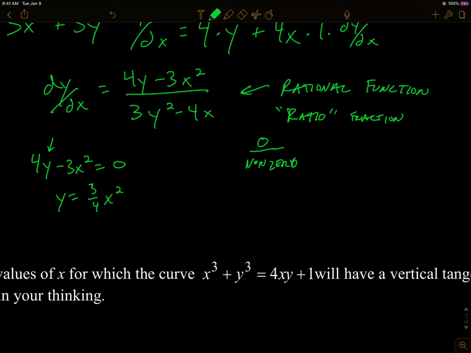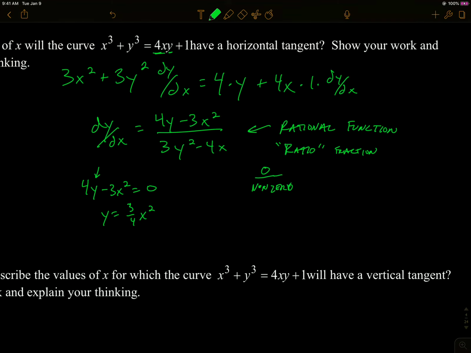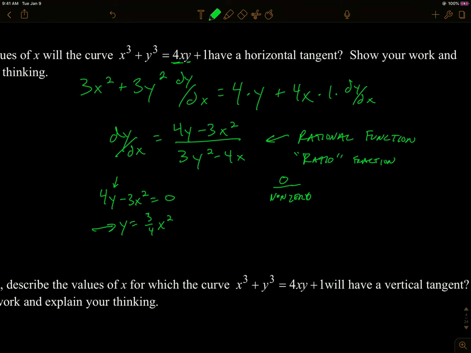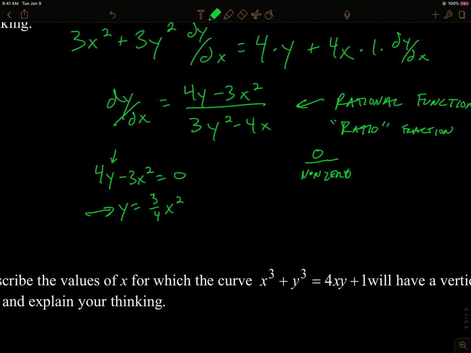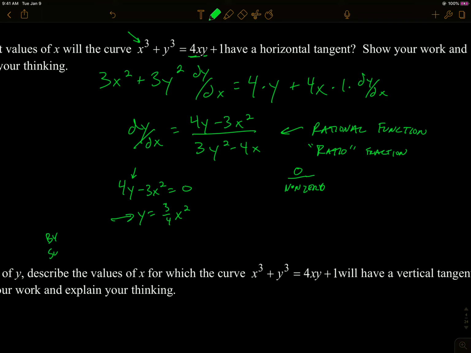And then how do I solve this now? To me, it's a system of equations. I have an equation here with a y and an x in it. I go back to my original equation and I solve that system. It's two equations with two unknowns. So I already know what y is equal to. I'm going to use substitution. So I'm going to rewrite this now. I'm going to get x cubed plus (3/4 x squared) cubed, I'm plugging that in for y here, equals 4x times y, which was 3/4 x squared, plus 1.